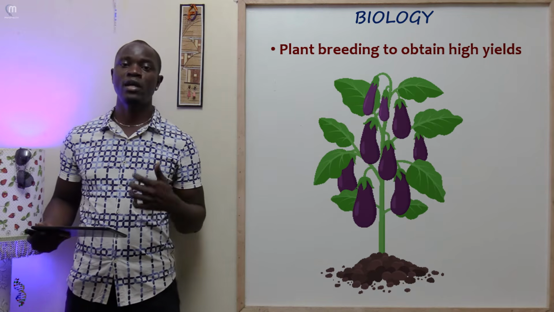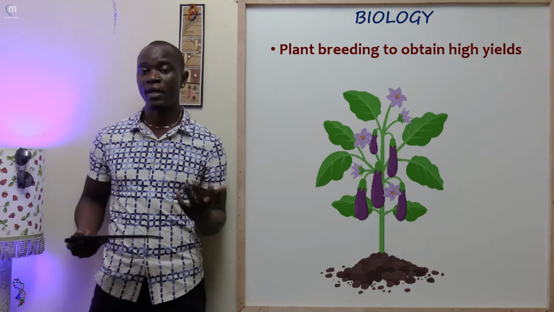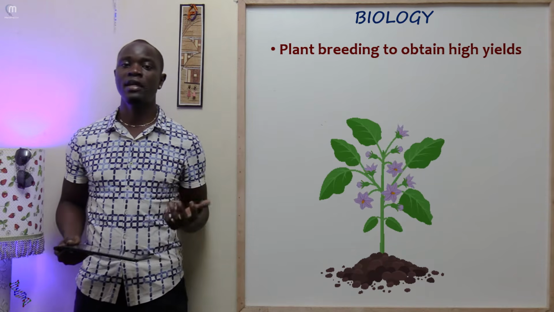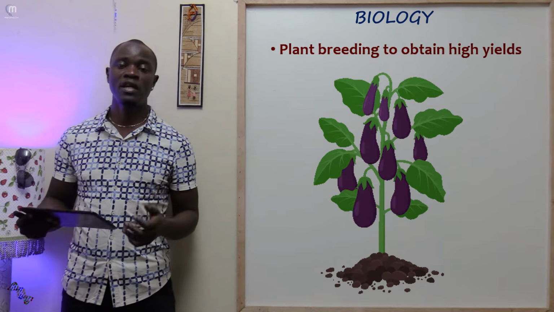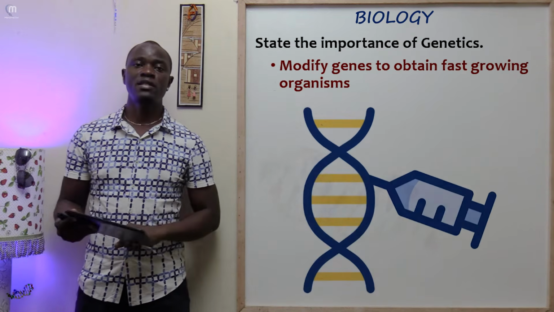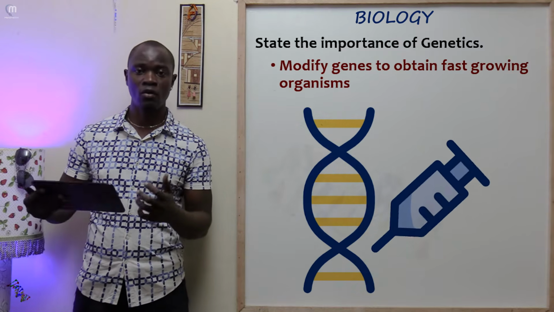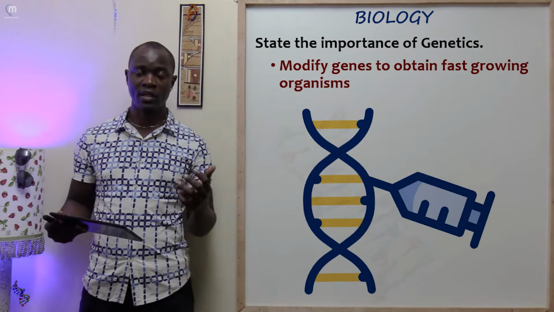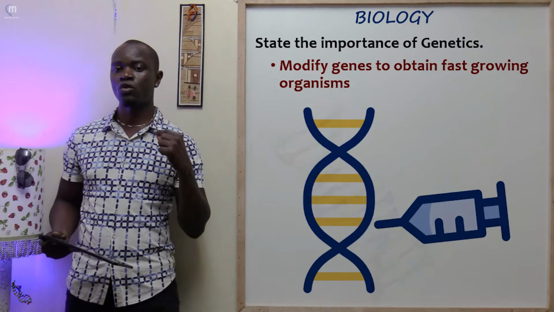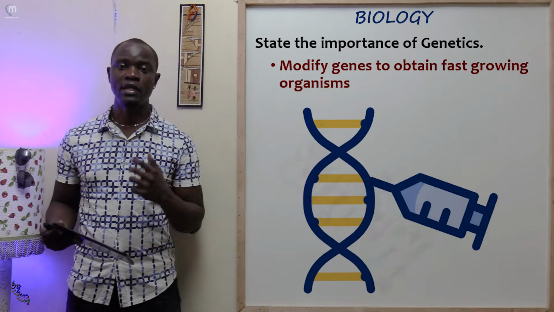Through genetics, we can be able to breed plants. We can maybe use different chemicals on plants, like auxins we studied in Form 3, like cytokinin, like florigen, in order to obtain very high yields of crops. Through genetics, we can also modify genes to obtain fast-growing organisms. For example, the chicken that are being sold around, 3-week-old chicken. In 3 weeks it was a chick, but now it has grown, it is large, it is mature and ready to be consumed.